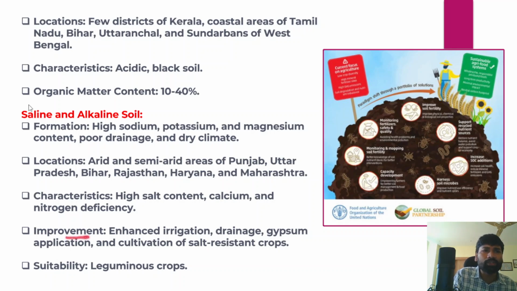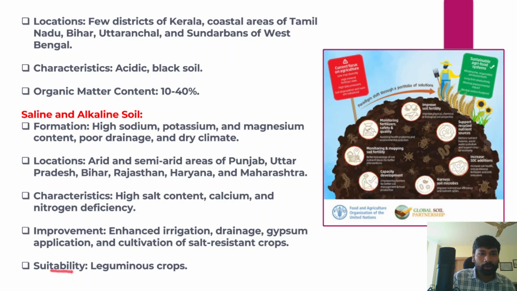So how can we improve these saline and alkaline soils? Remember one thing, saline and alkaline soils very often don't support the cultivation of a wide variety of crops. Soil salinity in India is also one of the major problems that leads to the degradation of soils. So how can we bring improvements in the saline and alkaline soils? Through enhanced irrigation, drainage, application of gypsum and cultivation of salt resistant crops. All these improvements can be made to bring these soils under cultivation.